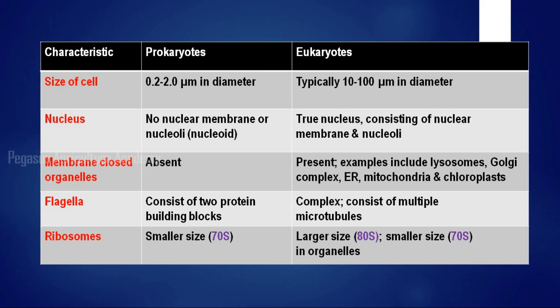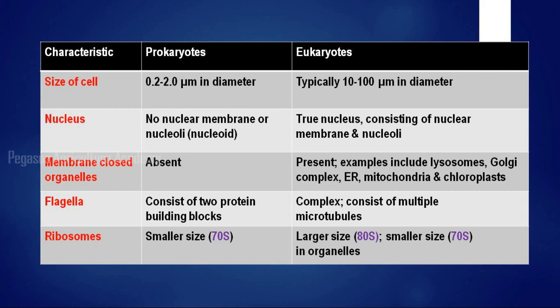The ribosomes in case of prokaryotes are very small in size, that is 70S. But in case of eukaryotes, the ribosomes are larger in size, that is 80S ribosomes are found. At the same time, smaller size 70S ribosomes are also found in eukaryotes. In most of the examinations, there is always a question asked whether eukaryotes consist of 70S ribosomes. Yes, they are right.